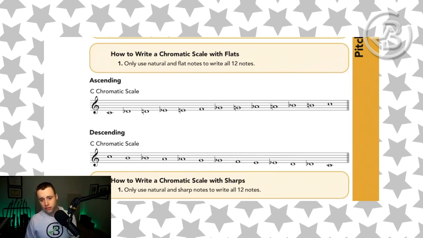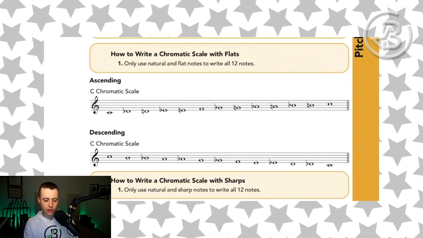We're going to look first at writing flats. And again, don't worry if you don't catch it this first time around. I'm going to do this in a second video where I actually write it and talk you through it as I write it. To write a C chromatic scale ascending from low to high using flats, this is exactly what it's going to look like. So C, D flat, D natural, E flat, E natural, F, G flat, G natural, A flat, A natural, B flat, B natural, and back to C.